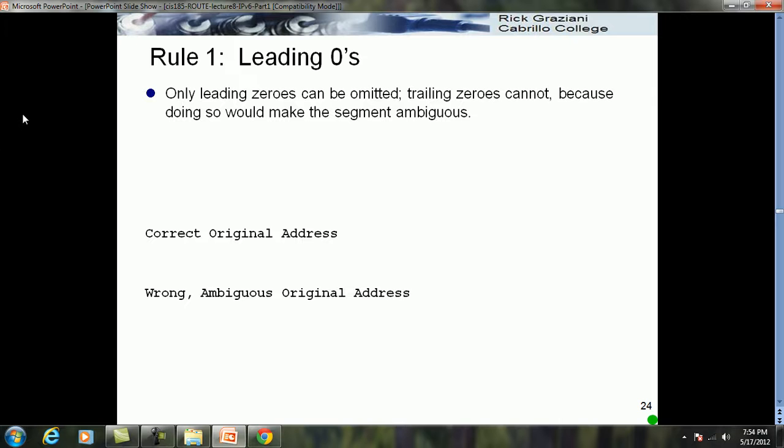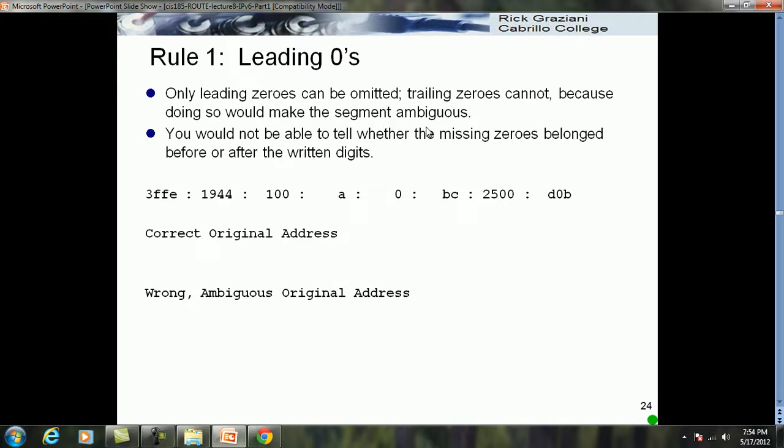Only leading zeros can be omitted. Trailing zeros cannot be omitted, because doing so will make the segment ambiguous. Because see, why? Something like this. If you drop these also, you won't be able to tell whether the missing zeros belong to before or after, correct?